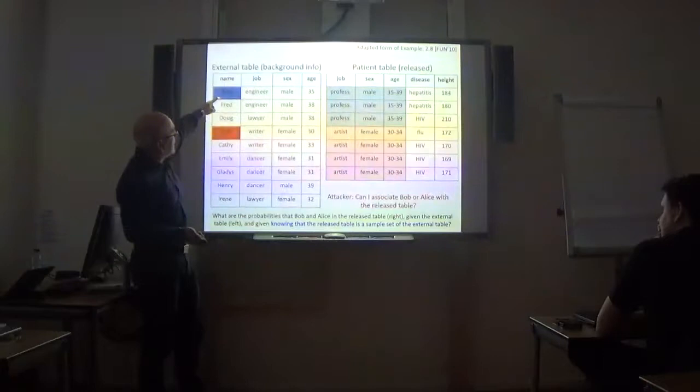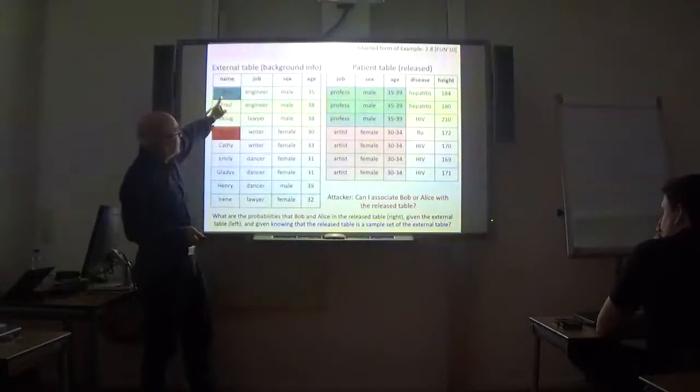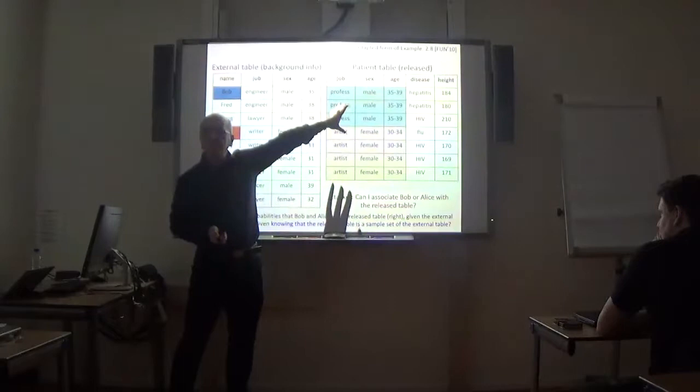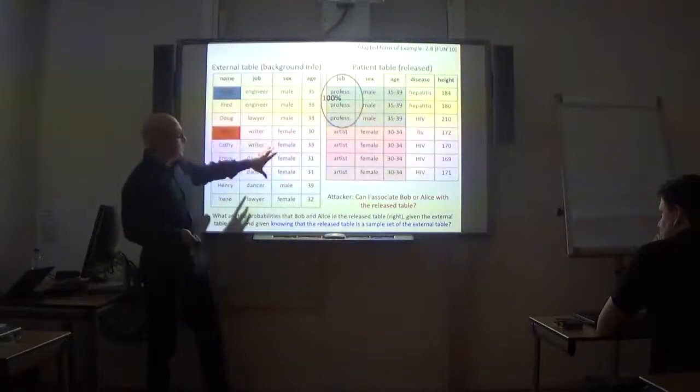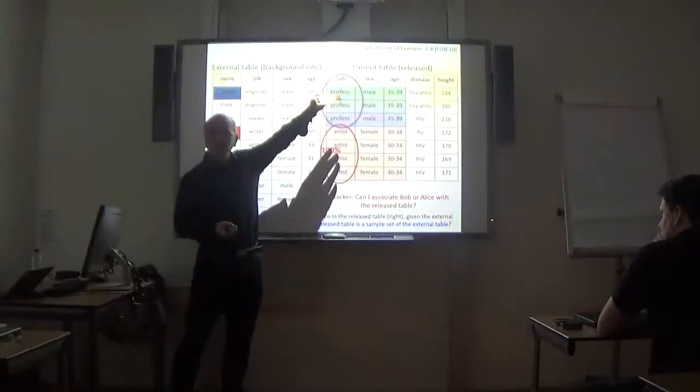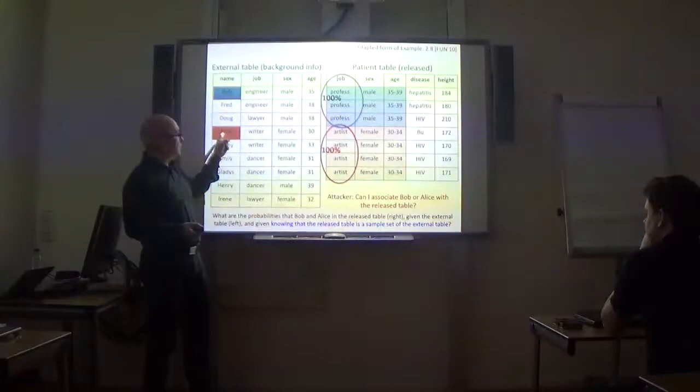So we see that for Bob, there are three people in Rotterdam, and there are three patients here. Because there are three, that means that Bob for sure should be in this table, right? The chance that Bob is there is 100%. Because there are four people with these characteristics in Rotterdam, so for sure Alice also should be in this table. You cannot say which row Bob is, but you can know that Bob for sure is there. Same, you cannot see which row Alice is, but you can know that for sure she is here.